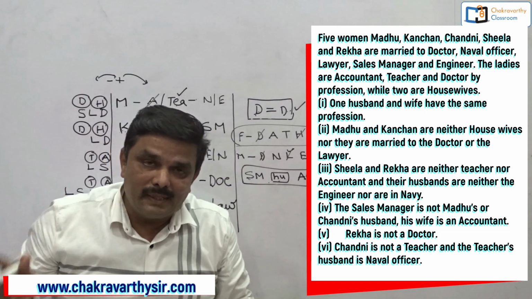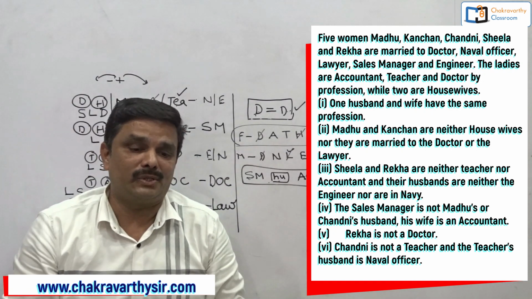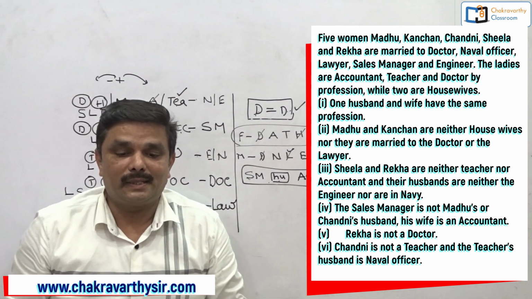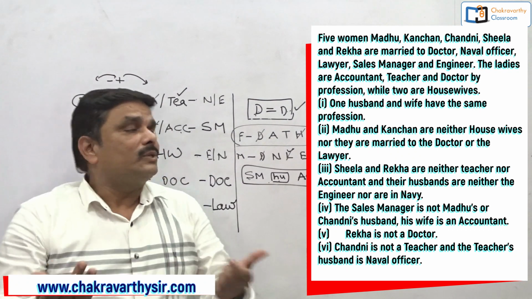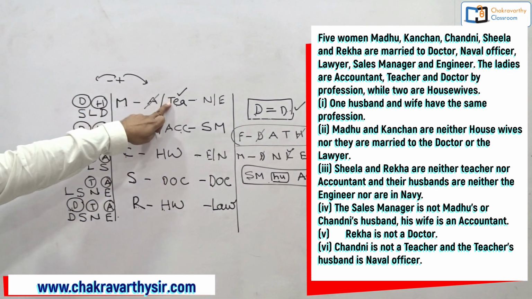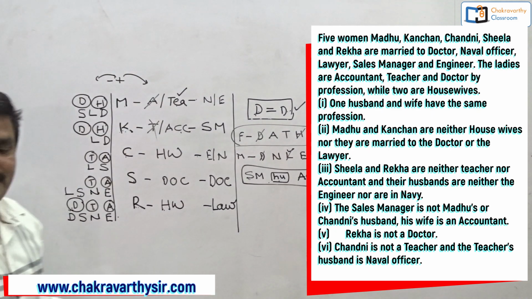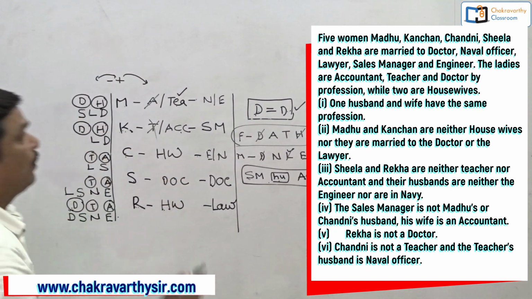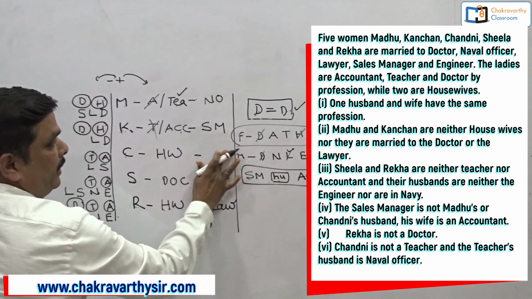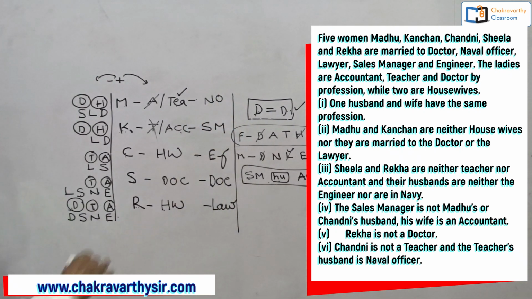But students, for this question, they have given one more information. What is that one? Chandani is not a teacher and a teacher's husband is a naval officer. Right? Chandani is not a teacher. No need of this information also because already we found a teacher here. And teacher's husband is a naval officer. Now this should be naval officer. And the remaining one is each and every. You have to unravel the puzzle in this way.